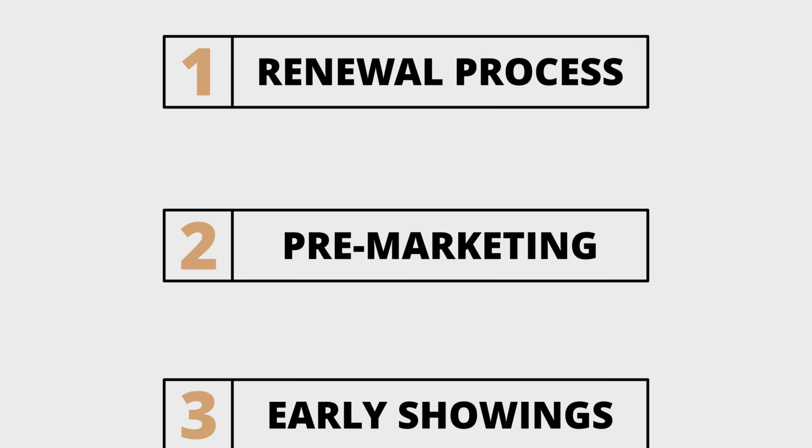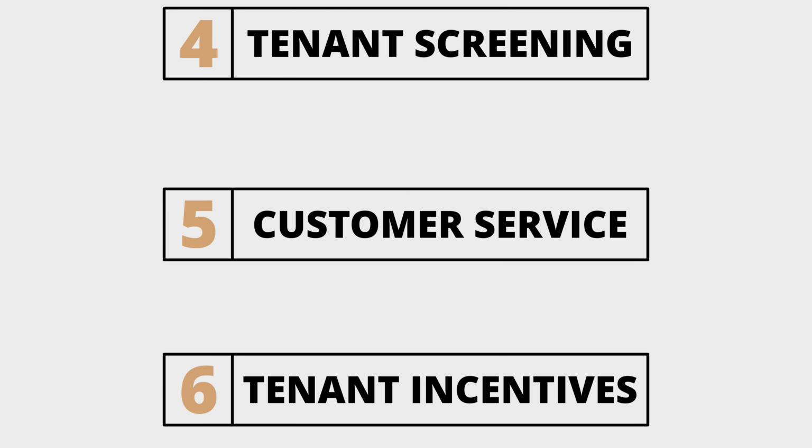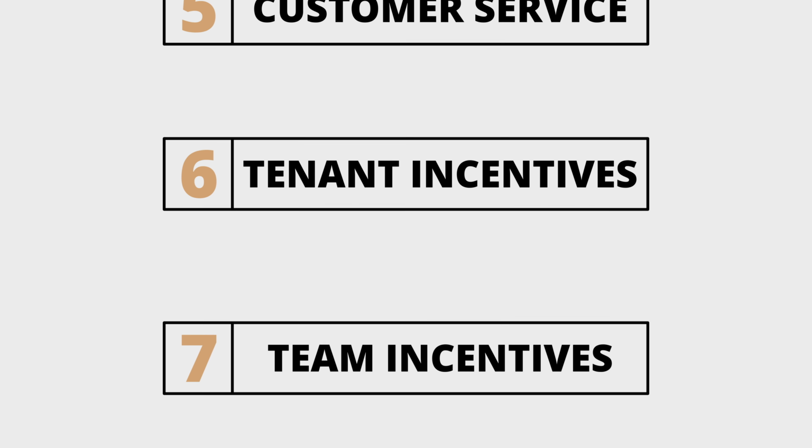This is the only bonus that my virtual assistant gets, and it's all based on tenant happiness as displayed by tenants choosing to stay, or minimizing vacancy by having a really streamlined and quick turnover process. And that's how I make sure that my team is aligned with minimizing vacancy in my rental properties. So those are the 7 ways that I minimize vacancy with my rental portfolio: a good renewal process, pre-marketing a unit, early showings, good tenant screening, excellent customer service, tenant incentives, and team incentives.